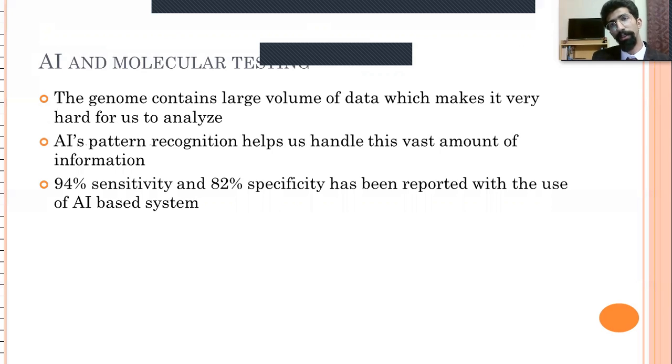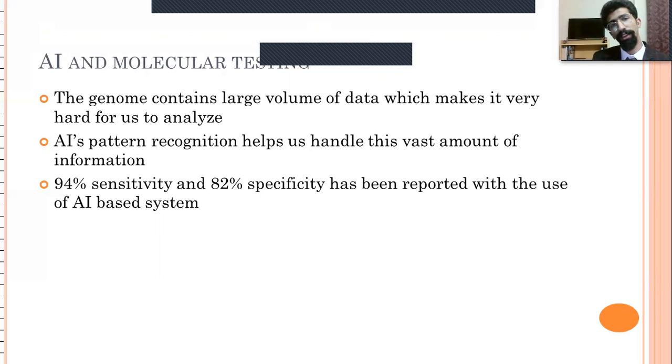The indeterminate pathologies, the nodules which are cytopathologically indeterminate, the recommendation for those nodules is that we repeat the fine needle aspiration. Molecular testing gives a non-invasive option for those patients. So it is a very important investigation in those cases.